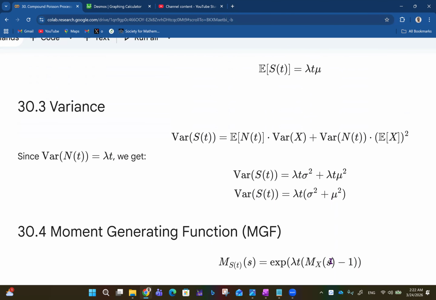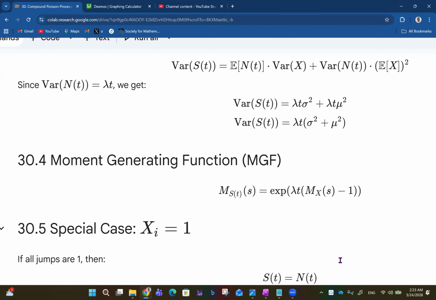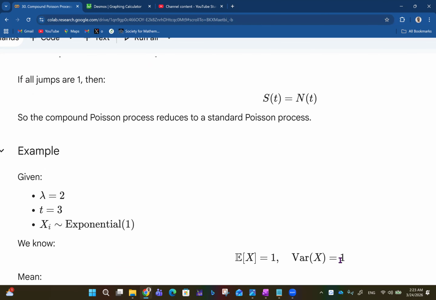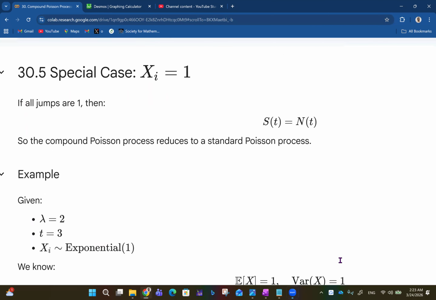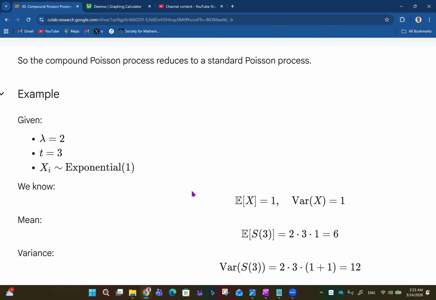Then the moment generating function, and I actually have a whole playlist on that: M sub S(t) of s equals the exponent of lambda t times (M_X(s) minus 1). That's the moment generating function for a compound Poisson process. Then you have a special case where Xi is equal to 1. If all jumps are 1, then S(t) is equal to N(t). So the compound Poisson process reduces to a standard Poisson process in that case.